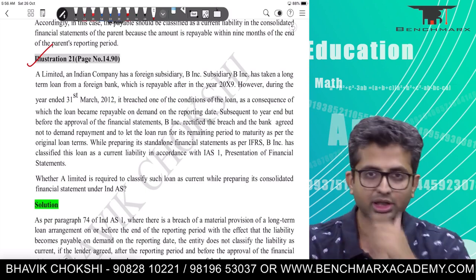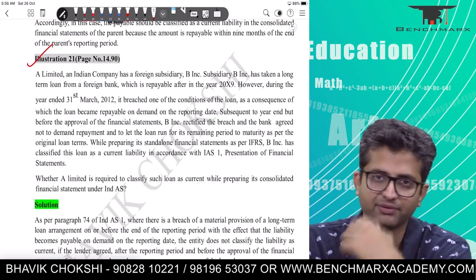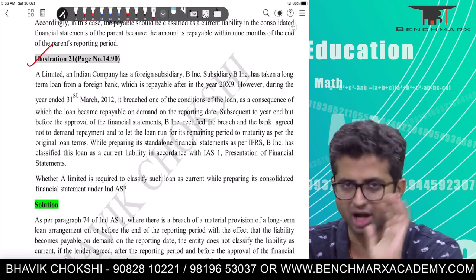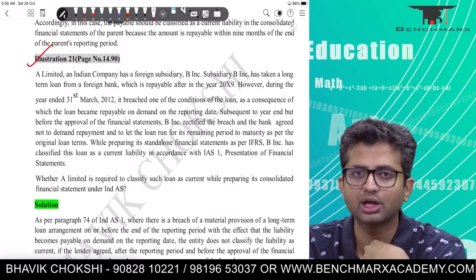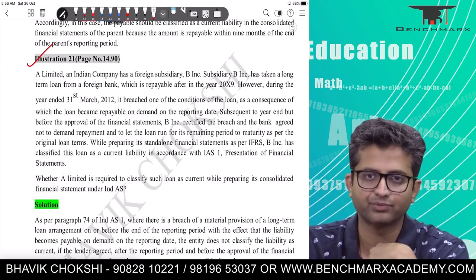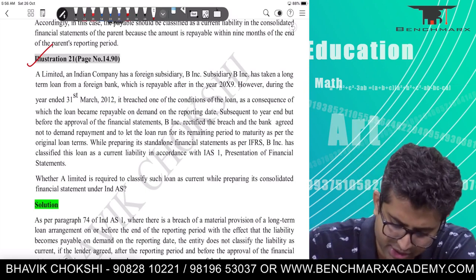But when you're consolidating the subsidiary, the question is, will you still continue the IFRS classification, or will you have the Ind AS classification? The answer is, because you are consolidating and showing accounts as per Ind AS, you will have to reclassify it and show it as a non-current liability under Ind AS. A very interesting case. We'll just read this.